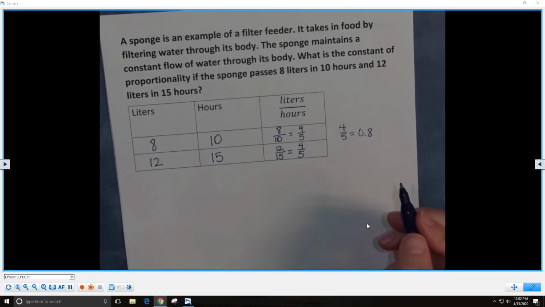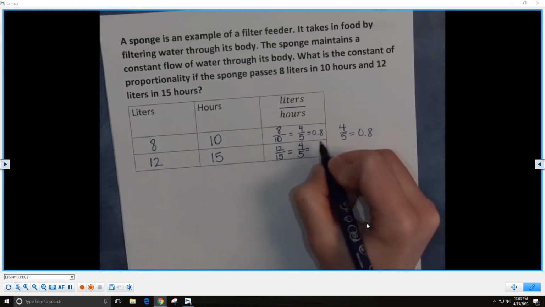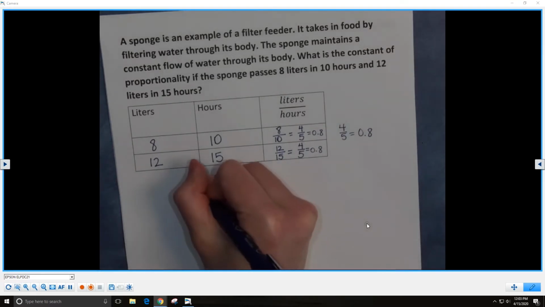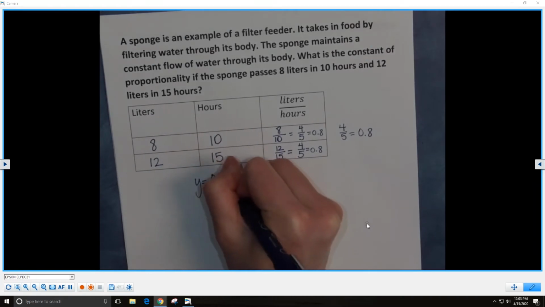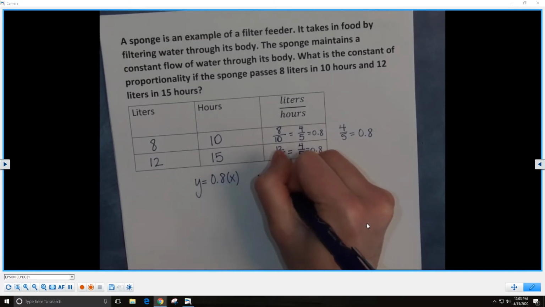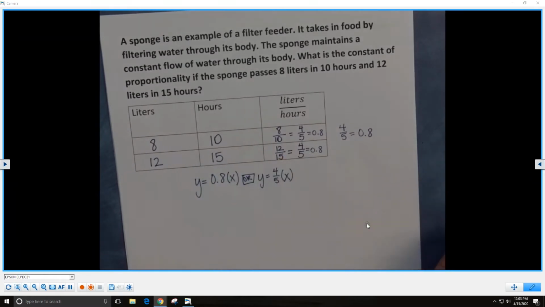We're going to finish this problem by putting the constant of proportionality in our table and writing an equation. So we know that 8/10 is equal to 4/5, and 12/15 is equal to 4/5. So when we write our equation using this constant of proportionality, it's going to be y equals 8/10 x, or we could write it as y equals 4/5 x. And it doesn't matter which of those representations you prefer.